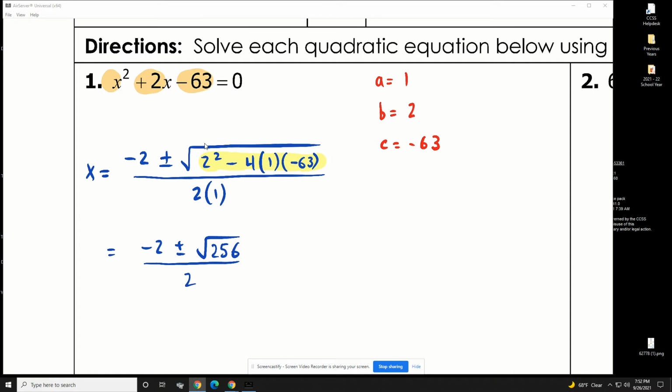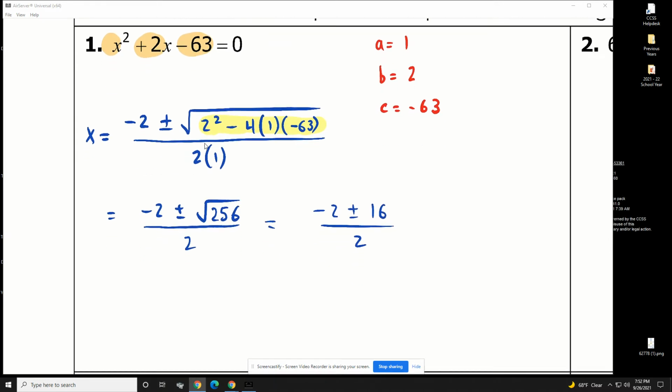All right, so what is the square root of 256? Hopefully you guys recall. If not, type it in your calculator. The square root of 256 is 14. So if I were to type this or rewrite this, here's what I'm going to write. I'm sorry, it's 16. You're going to write negative 2 plus or minus 16 divided by 2. Notice how we don't have any more radicals. We can go ahead and simplify this.